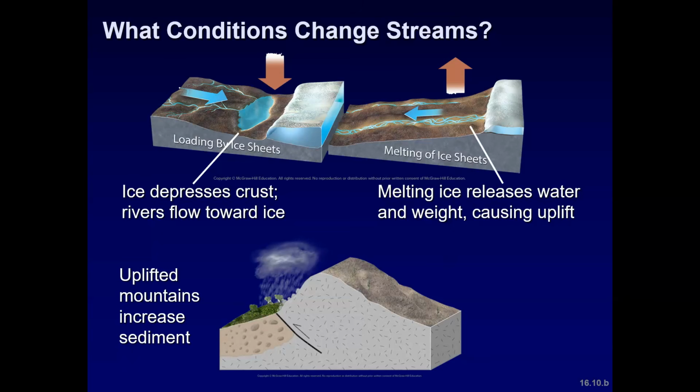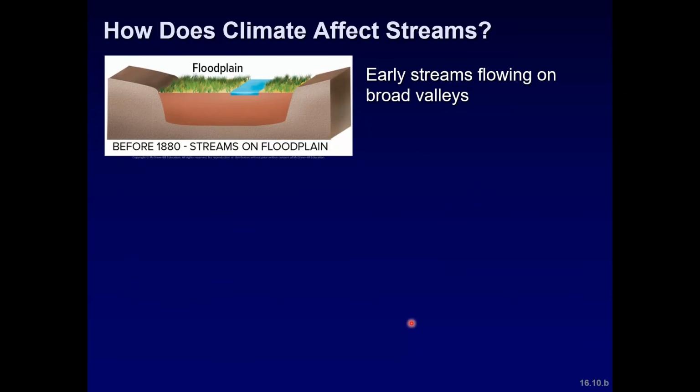Tectonic activity can uplift mountains and increase the supply of sediment to an area. And then, of course, uplifted regions change precipitation patterns in terms of heavy precipitation on the upwind side of a mountain and a rain shadow on the downwind side. And that can all affect the flow of water and the conditions acting on streams. Climate also obviously affects streams.